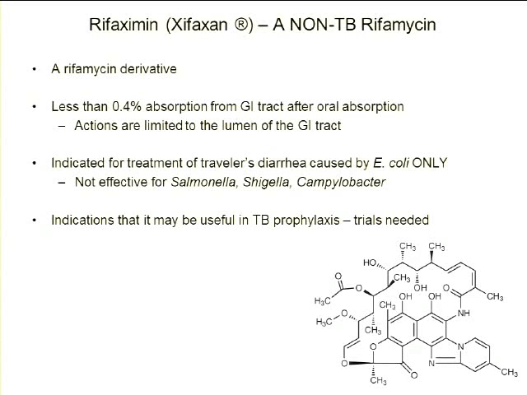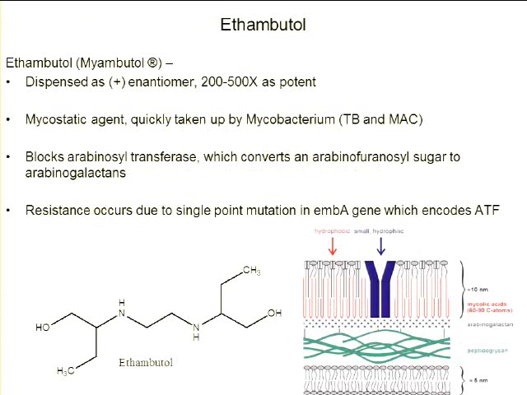Going to be another one of those RIPE drugs, RIPE. Ethambutol is dispensed as a pure positive enantiomer, which is 200 to 500 times more potent than the racemic mixture. So this is one of the unique cases where an older drug is actually separated into enantiomers. It's going to be an antimycobacterial agent as well, so it's going to be taken up by these bugs.